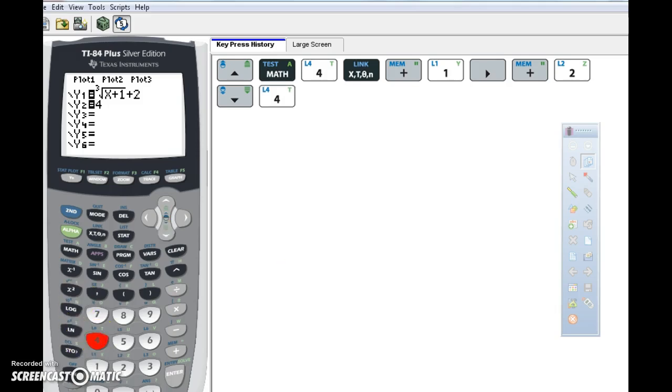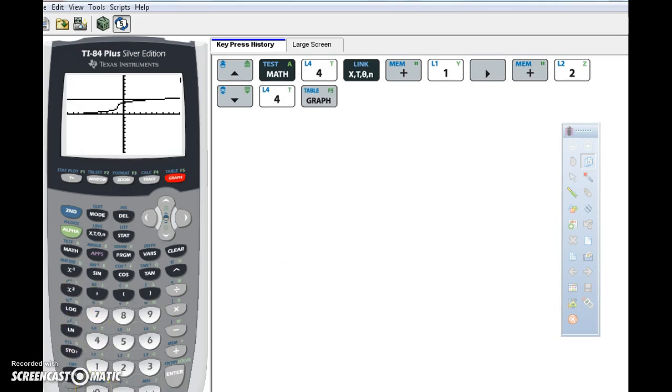Let me give you a minute to get yours. That cube root's going to look kind of weird. It's like a little snake. Does it intersect? Yes, we have an answer. How many places does it intersect? Probably one spot, so it only has one answer.